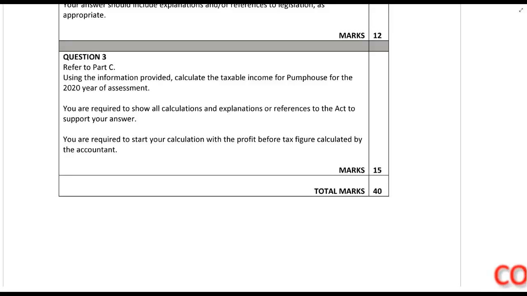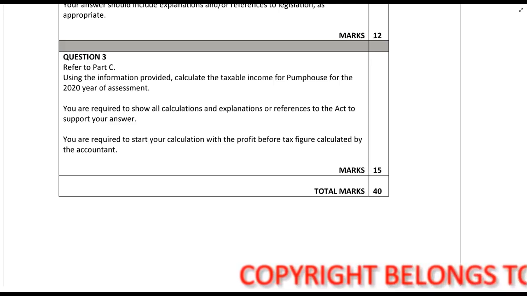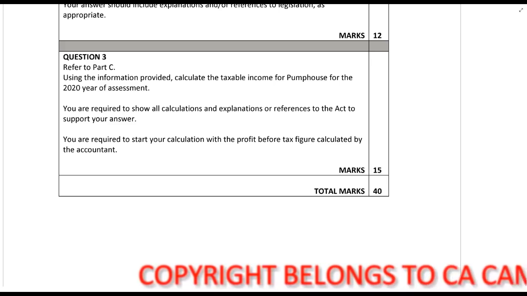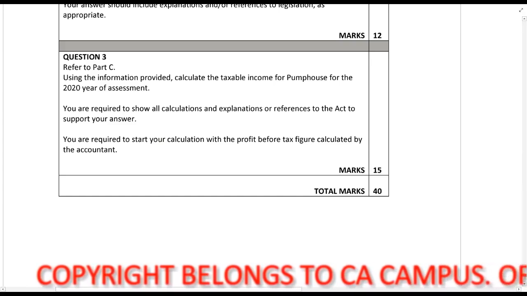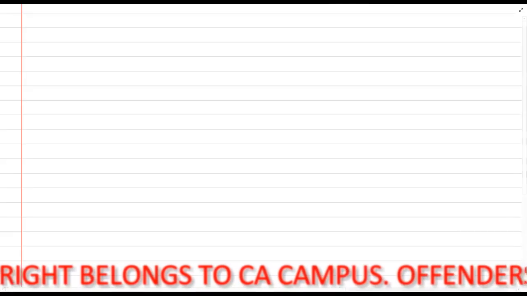Question 3 says, refer to part C. Using the information provided, calculate the taxable income for Pump House for the 2020 year of assessment. You are required to show all your calculations and explanations or references to the Act to support your answer. You are required to start your calculation of the profit before tax figure calculated by the accountant. Okay, so that's important.